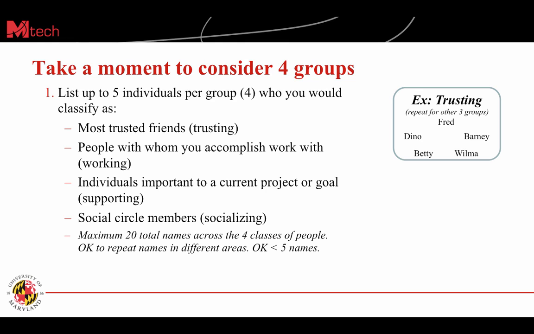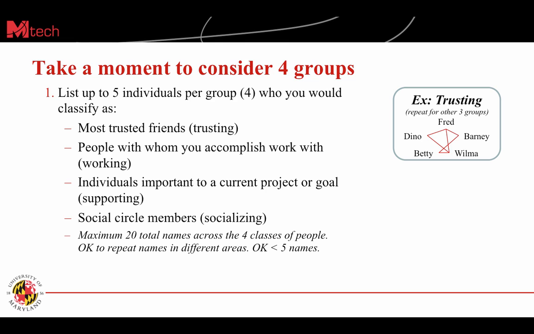So what you'll have is a maximum of 20 total names across the 4 groupings. It's okay to repeat names in different areas, and it's okay to have fewer than 5 names in a given area. So you may press pause and do those 4 groupings.